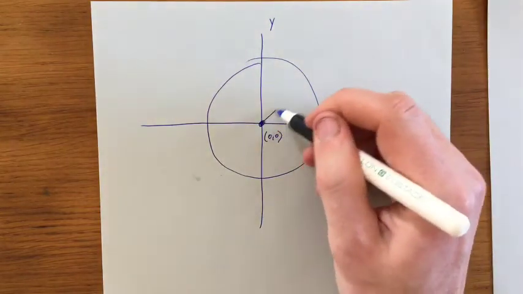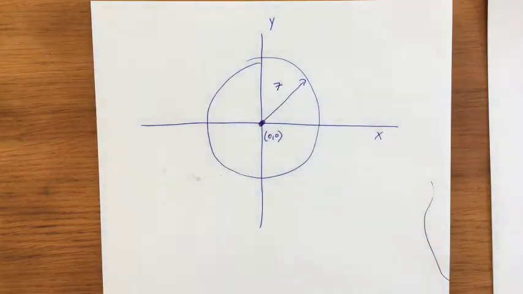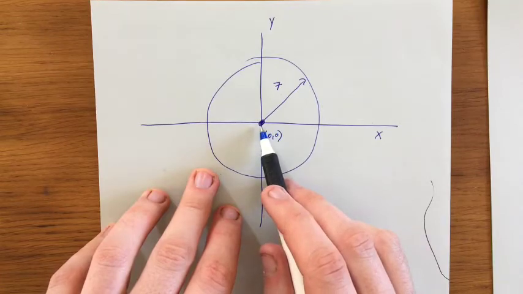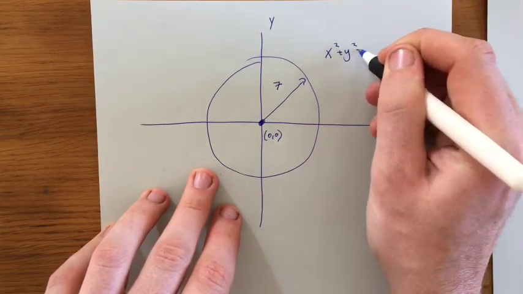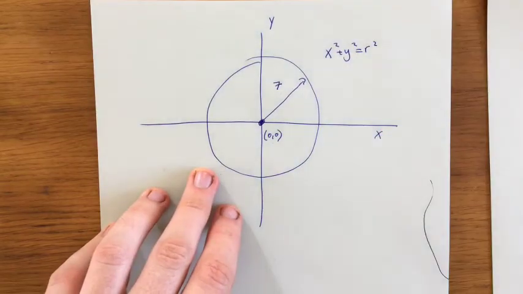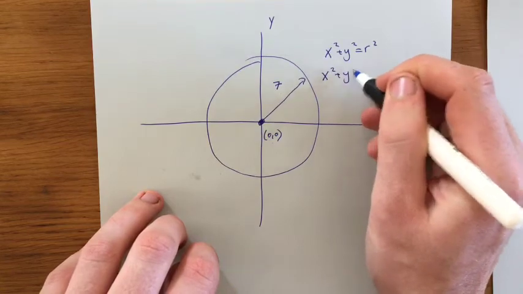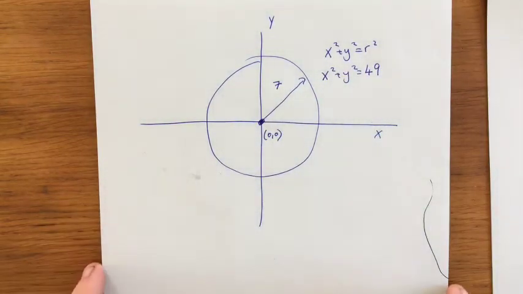Let's say the circle had a radius of 7, and we want to find the equation of that circle. We said that this was easy because the center is on 0, 0. So the equation must be in the format x squared plus y squared is equal to r squared. And because the radius is 7, it will be x squared plus y squared is equal to 49.